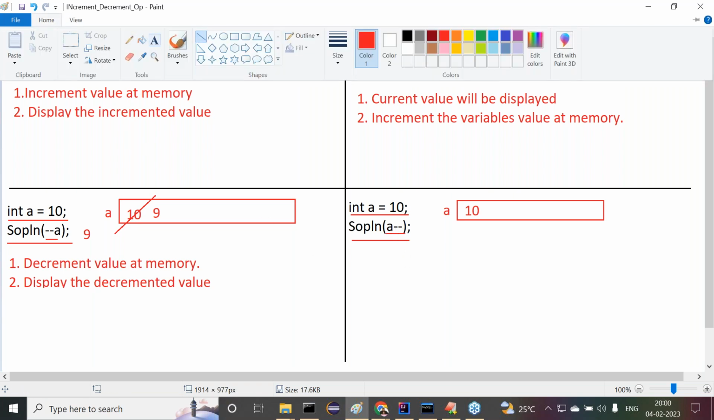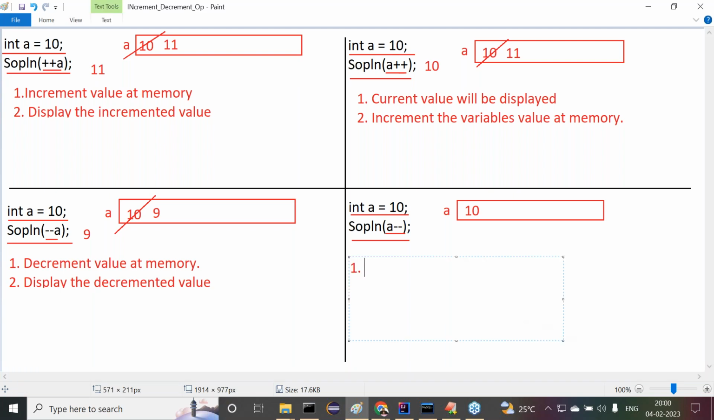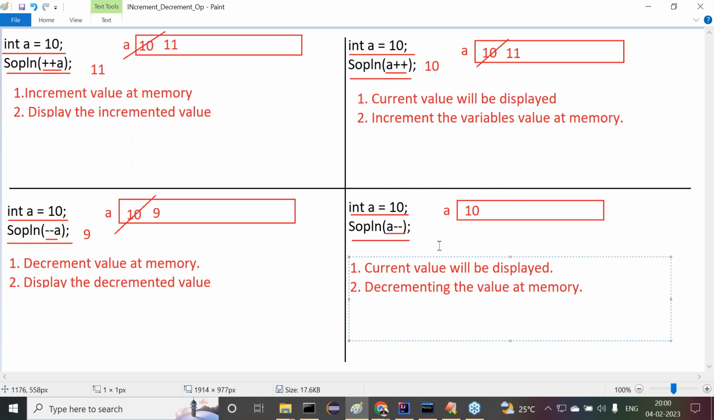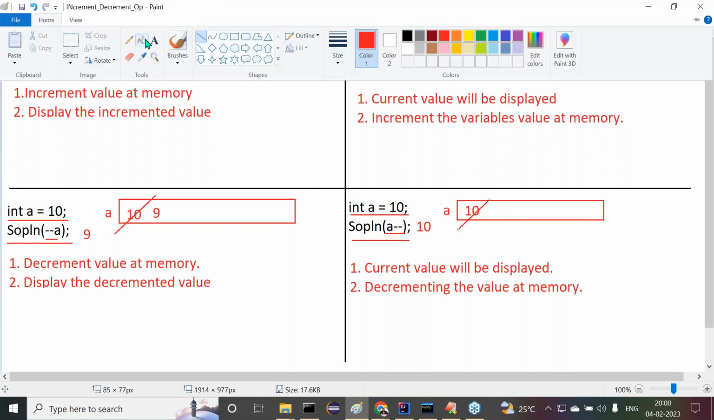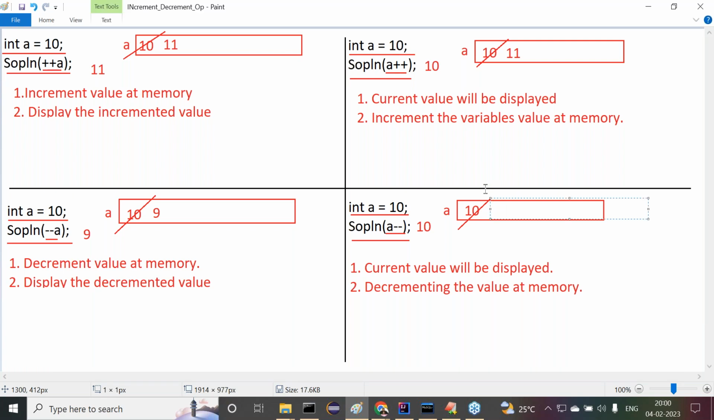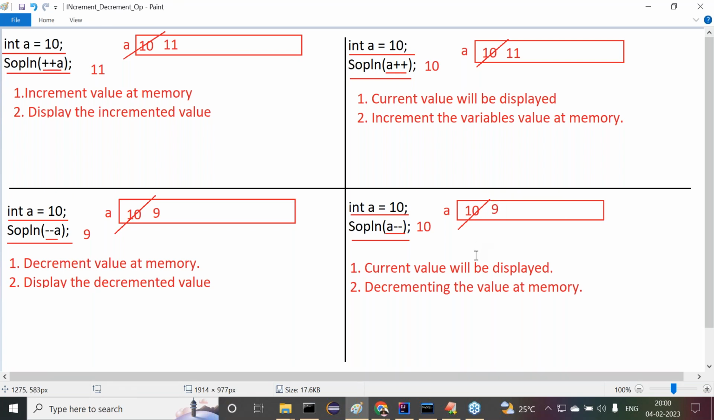What is the sequence of operations there? The first one is that the current value will be displayed. The second one is decrementing, decrement the value at memory. Right, sir. Now understand this clearly. What is the current value here? 10. 10 will participate, but internally the value is going to be decremented. Now 10 is decremented by 1, and we get 9 as the value.